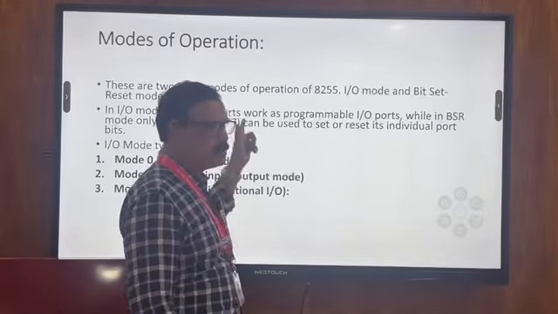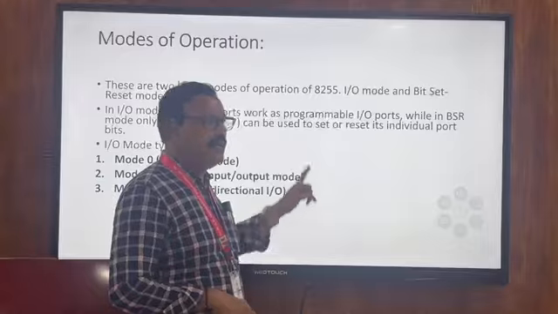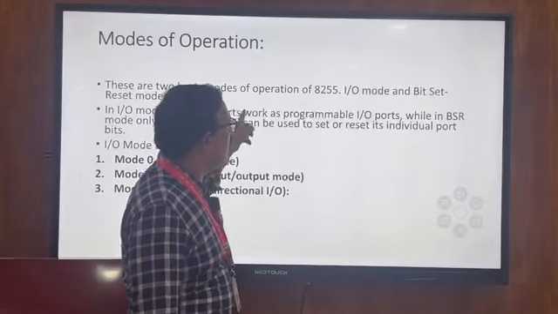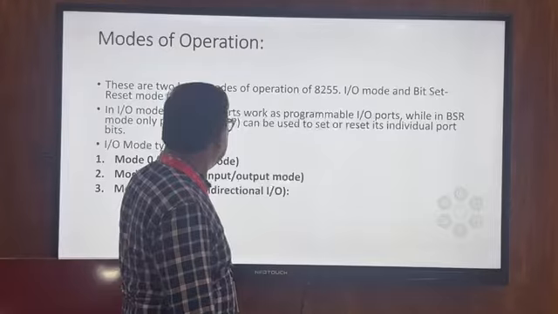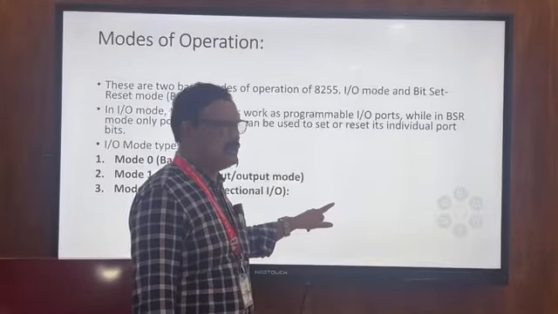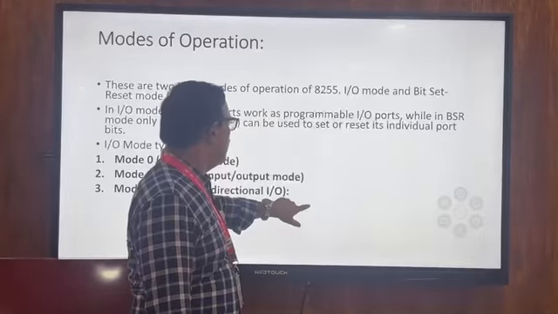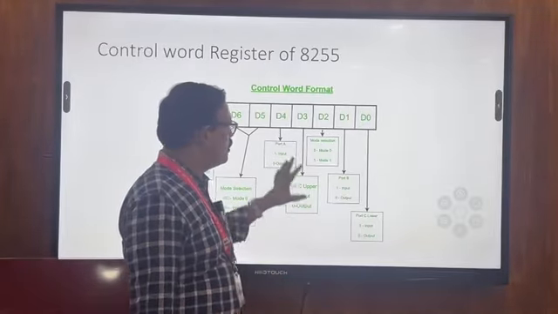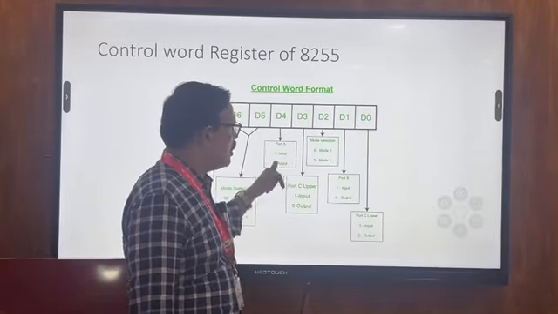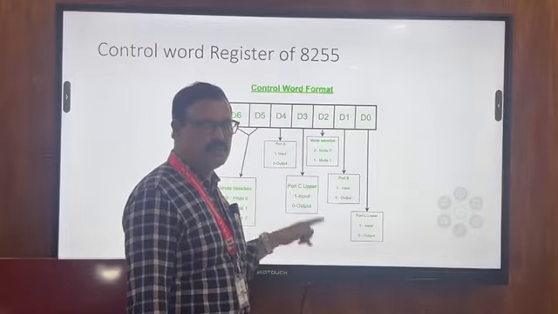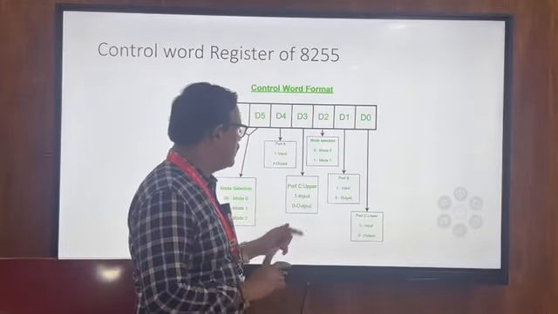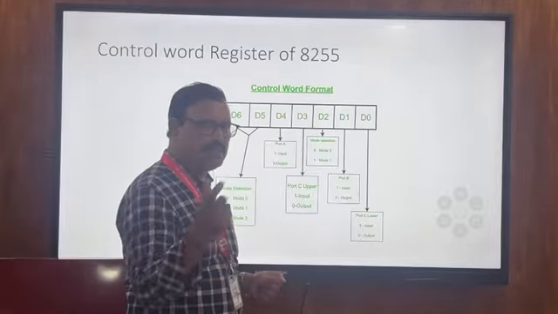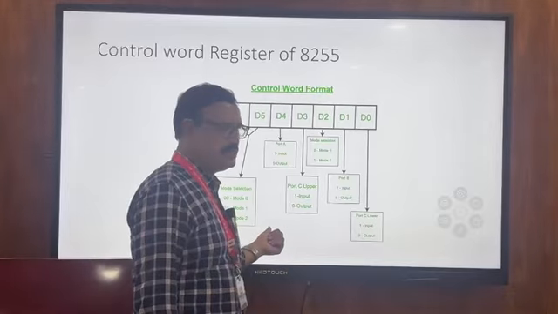There are two modes of operation used: the bit set and reset mode, which is used for setting and resetting individual ports of the microprocessor, and the I/O mode using the control word format. So what is the principle of the control word format, and for what purpose do we use it? It is used to transfer data from the microprocessor to input output devices, and we decide in which port it is to be used.